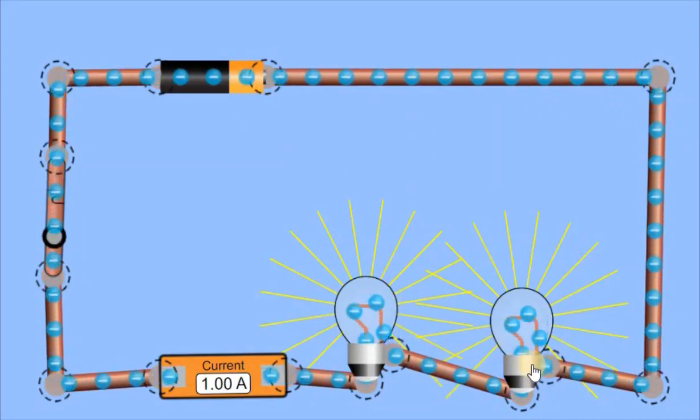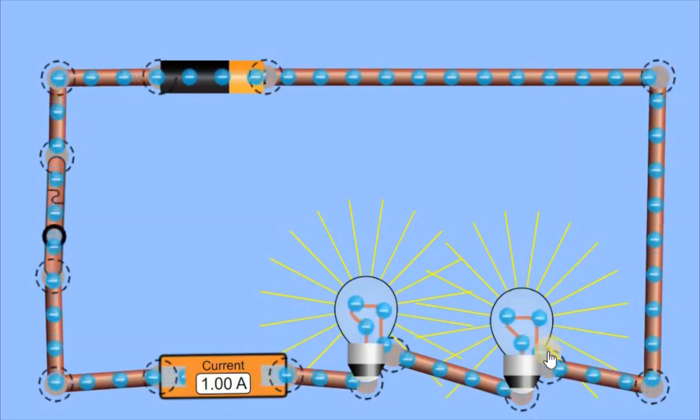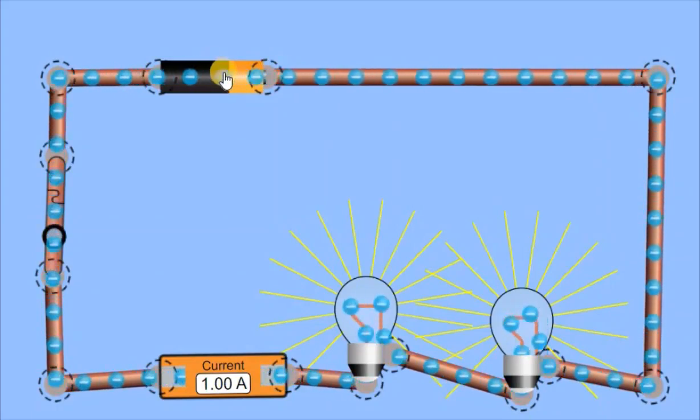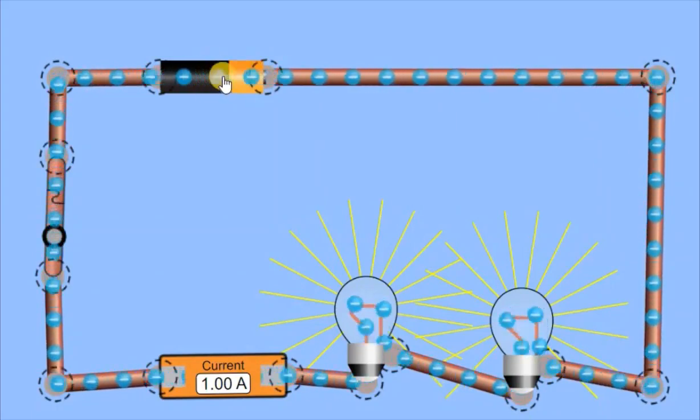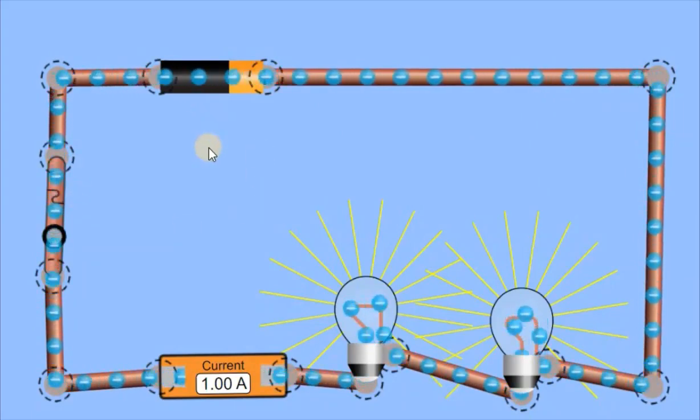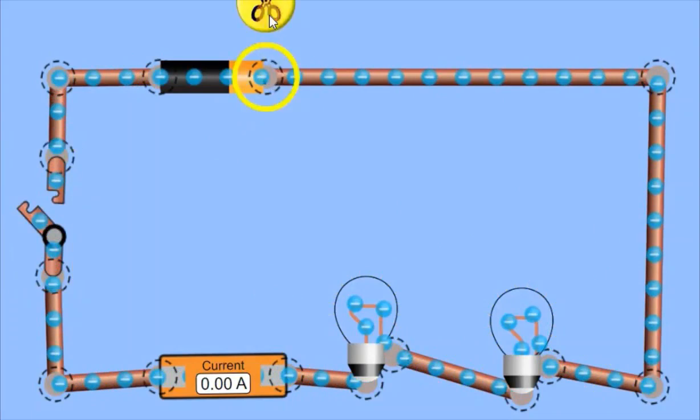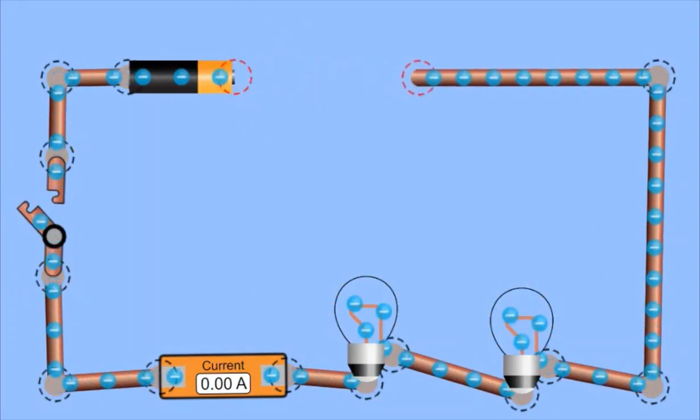Then reaching the second bulb, the charges again undergo energy conversion from electrical energy to light energy, and then the charges keep on moving back to the cell, and it reaches the cell here where energy is given to the charges, and the whole process keeps on. Now what I'm going to do is open the switch and add another cell.